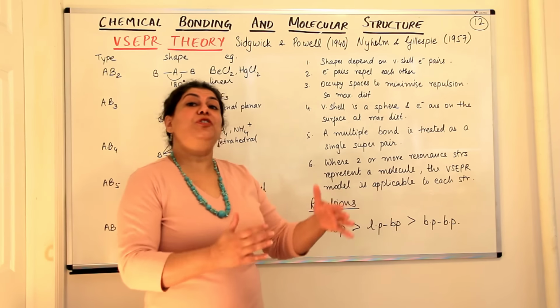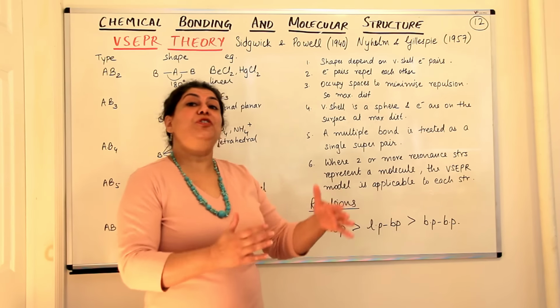Now, I took this ball to explain this to you. They imagine the valence shell to be a sphere, and all these electrons are present in this sphere. Unlike the knowledge of S and P orbitals, this theory does not consider the orbitals of the electrons.